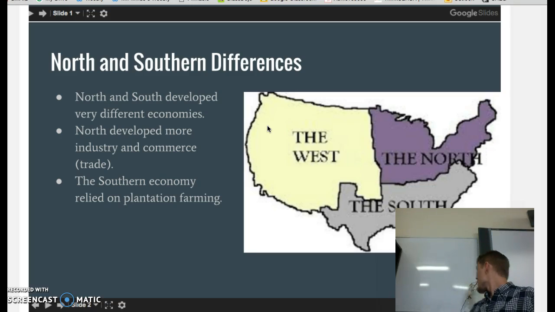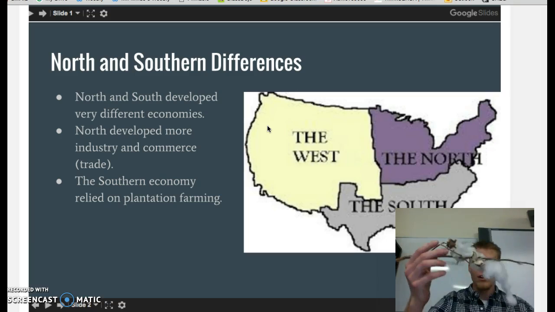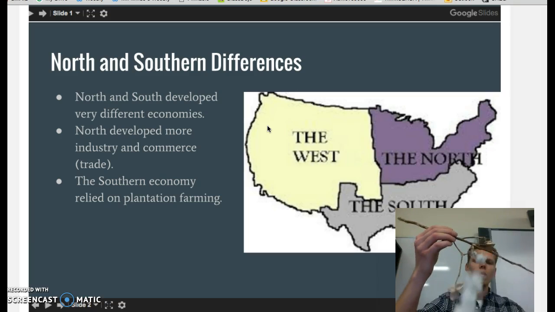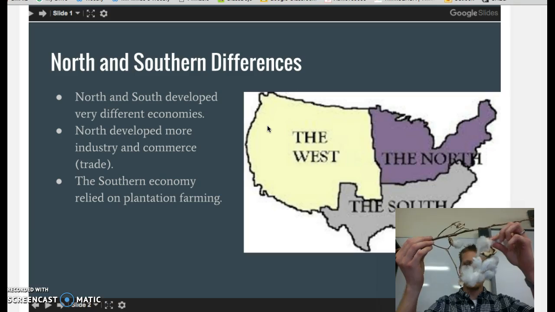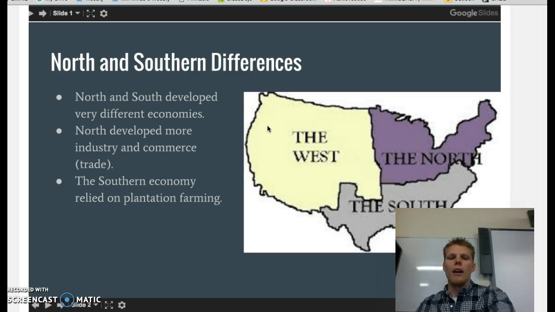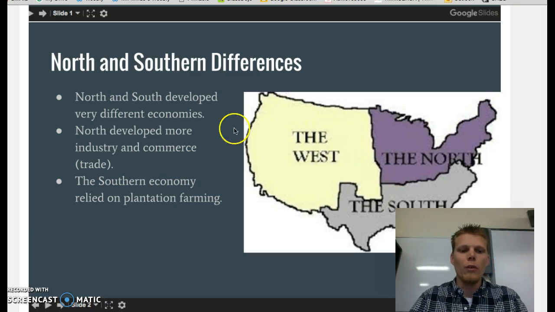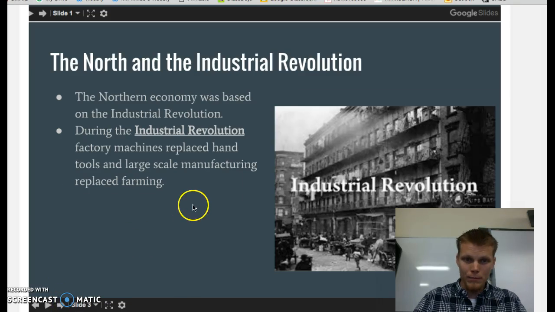And what did we grow on plantation farms? We grew cotton, okay? We passed this around. You guys all should have had a chance to really take a fine look at cotton. But that becomes the basis or the most important part of the southern economy.